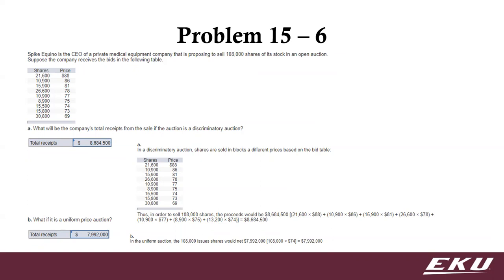So when you get down to 74, if you notice, we only take 13,200 of those, even though they bid for 15,500. And in that case, that's what it looks like, and the money that we would get is higher. The uniform auction price is what you'll see a lot of times with these auctions, where it's the price that would clear the market, and everybody gets that price.